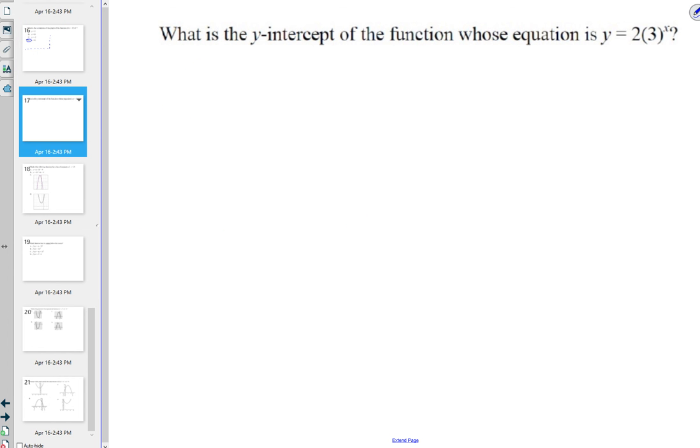What is the y-intercept? Okay, this one should be easy. Any function. What type of function does this happen to be? Yeah, this is exponential. It doesn't matter. It could be linear. It could be quadratic. Any type of function. If you want to know one intercept, put a 0 in for the other variable. So if I want to know what my y-intercept is, put in a 0 for x.